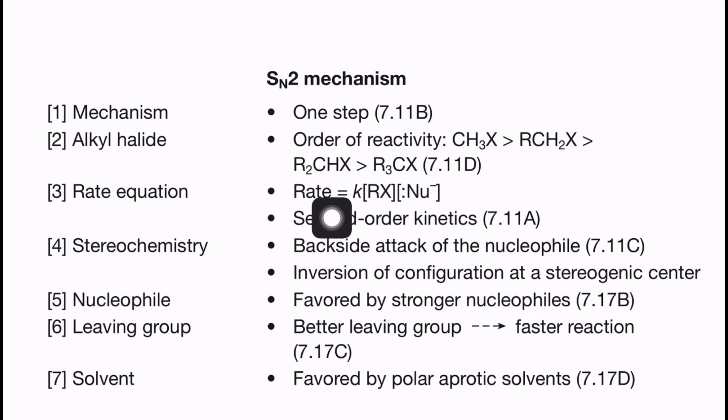Now the rate law expression is rate constant times concentration of alkyl halide times concentration of nucleophile. So the rate of this reaction depends on both the concentration of alkyl halide and the concentration of nucleophile. It is a second order reaction with the order 2. Stereochemistry is inversion of configuration, that is backside attack of the nucleophile. Now it is favored by strong nucleophile and better leaving group. If we compare fluoride, chloride, bromide, iodide, iodide is the best leaving group, so the reaction rate will be fastest. Next, it is favored by aprotic polar solvent like acetone, DMSO, DMF, etc.